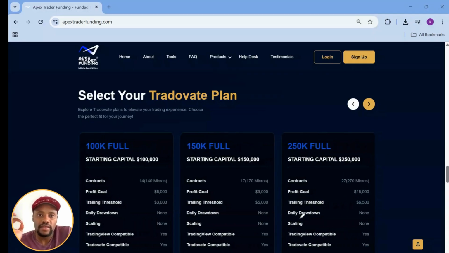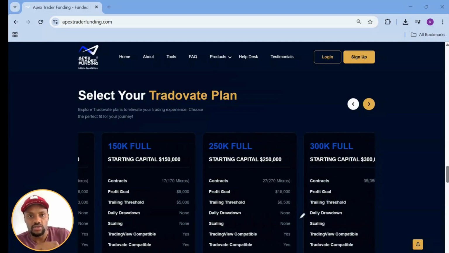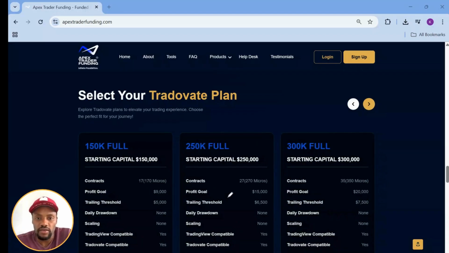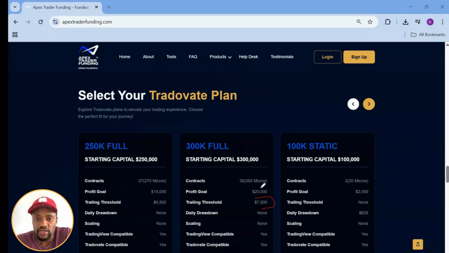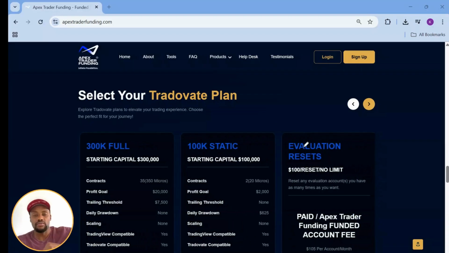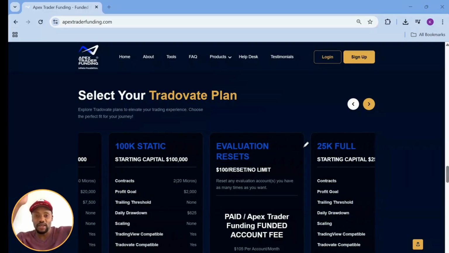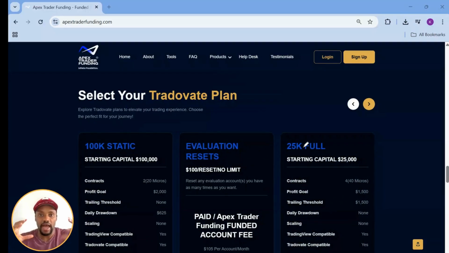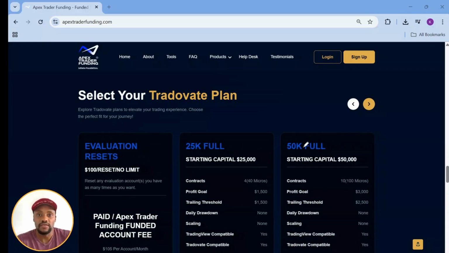The reason why I like the 50K account is, remember, the profit goal you have to hit is $3,000 and your trailing threshold is $2,500. Now pay attention to this, right? On a 300K, your trailing threshold is only $7,500, but you have to hit $20,000 in profit. So as you can see, there's a wide range between how much you can lose versus how much you're supposed to make in profit. So I like the 50K one because you only need to hit a $3,000 goal, but you have $2,500 in terms of wiggle room, which gives you a lot of options.